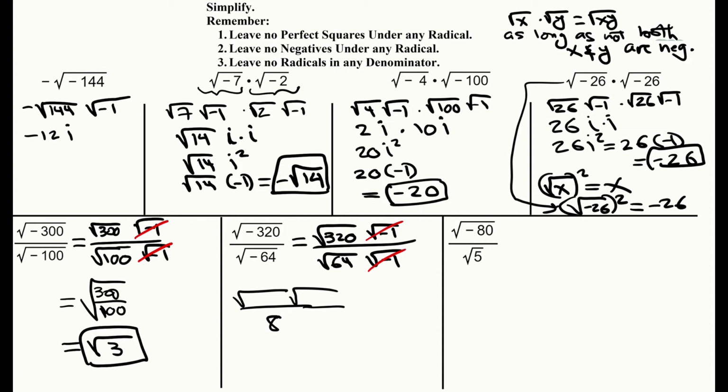So how much of 320 is a perfect square? Well, let's take a look. 320, let's go ahead and break it up into its prime factorization. So we know 2 gives us 160, 2 gives us 80, 40, 20, 10, 5, and 5, 1.